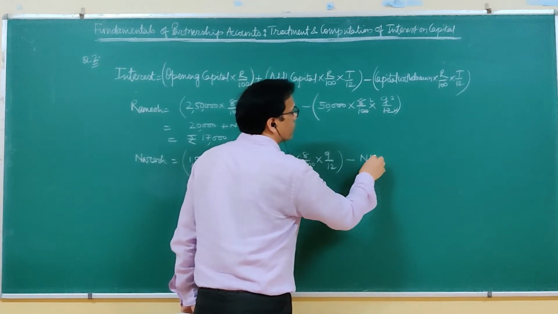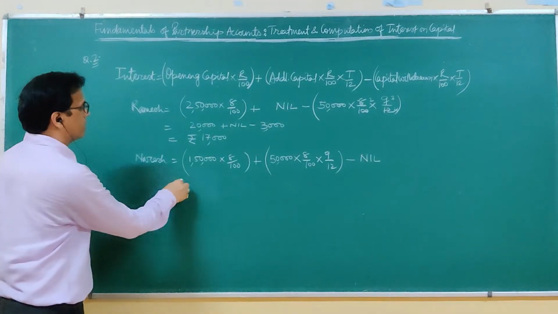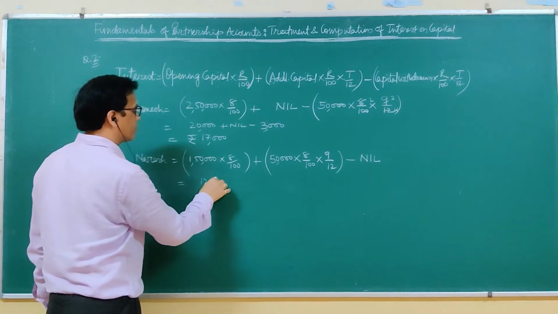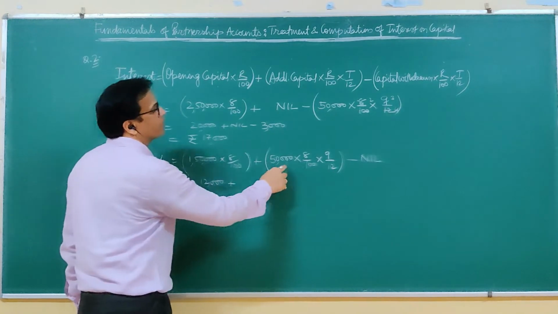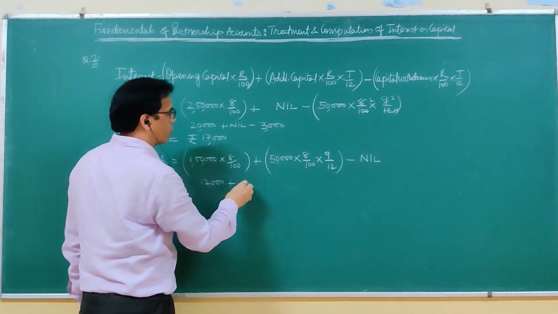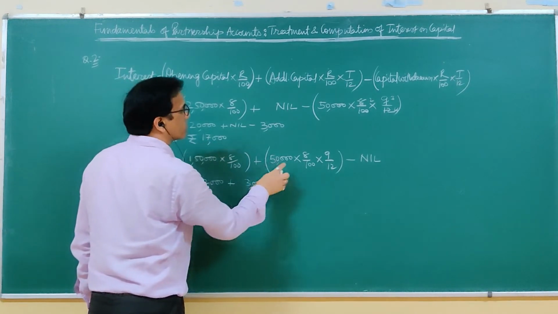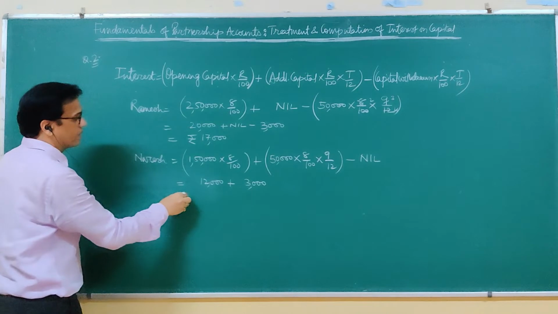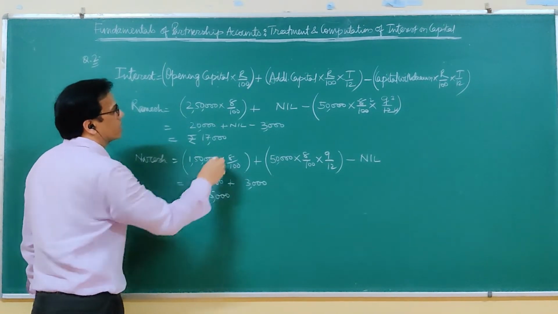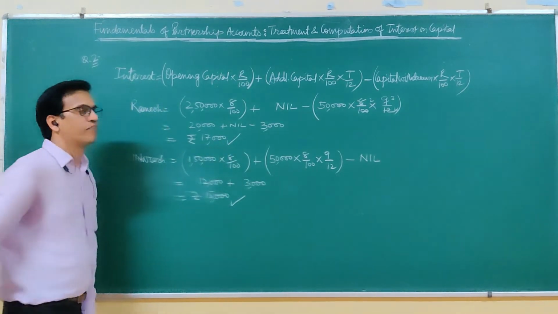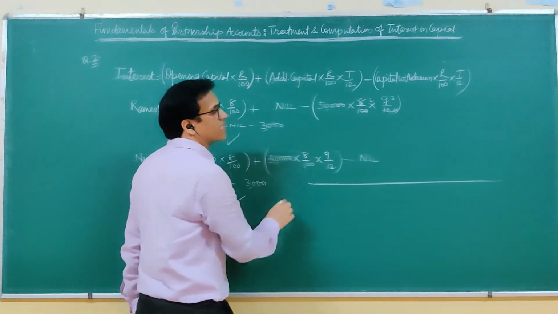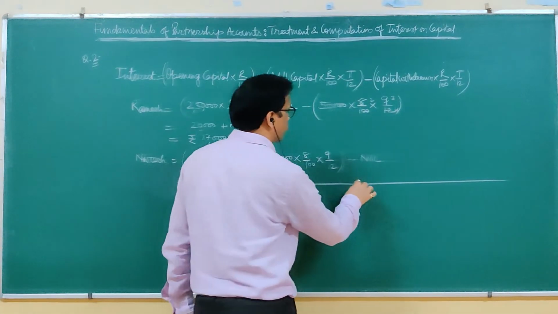Minus, he has not withdrawn, so minus nil. So here it will be on 1,50,000, 8% will be 12,000 plus on 50,000, 8% for 9 months as it was 3,000 there for Ramesh. It is going to be the same for Naresh too because similar things are there. So total interest for Naresh is 15,000 rupees. So this is their interest on capital. This is one method. There is another method also that we call the product method. Let me tell you about that also.